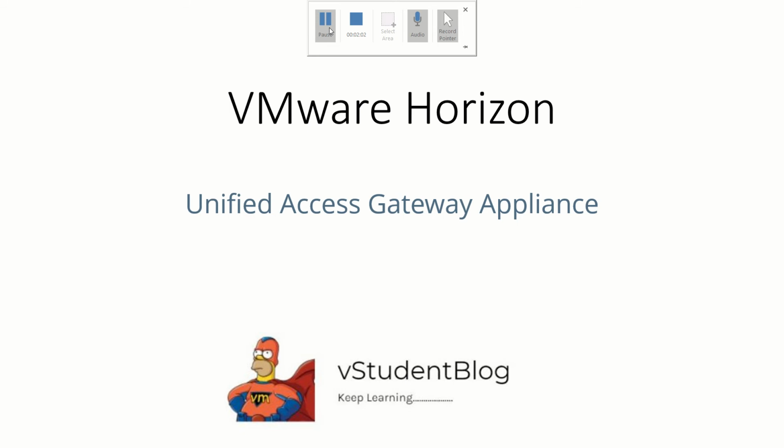Firstly, it doesn't require any Windows license, and secondly, there's no need for Windows patches and all that. UAG is built on Photon, VMware's lightweight Linux distribution, and it is distributed as an appliance. Secondly, UAG is not tightly coupled to any connection server, so you can use a load balancer between the UAG and the connection servers to eliminate single points of failure.